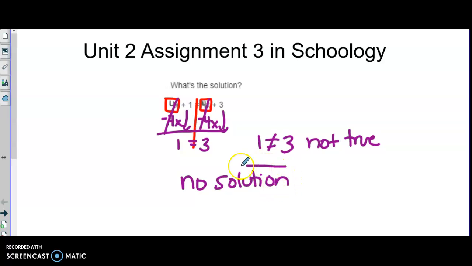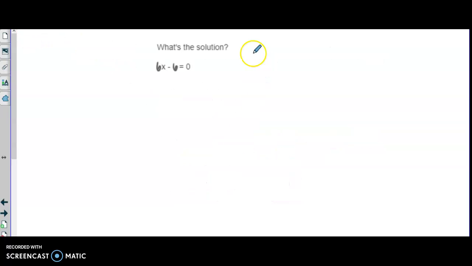There is no value that you could plug in for x that would make this equation work. So this one has no solution. All right, let's check out this one. I'm going to write it bigger.